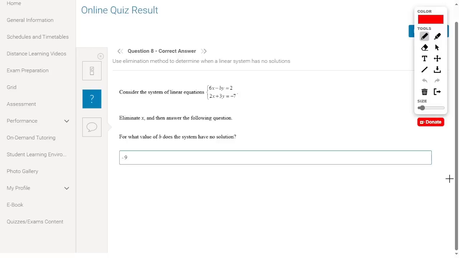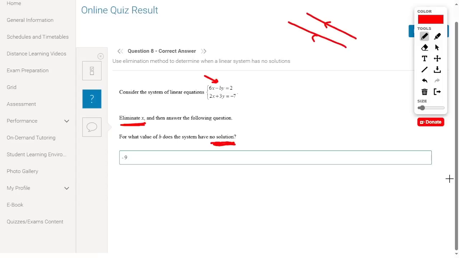Consider the system of linear equations 6x minus py equal to 2 and 2x plus 3y equal to minus 7. Eliminate x. So we need to find a way to eliminate x, and then answer the following question. For what value of p, okay, we need to get the value of p, does the system have no solution? The system has no solution. That means these two lines are parallel.